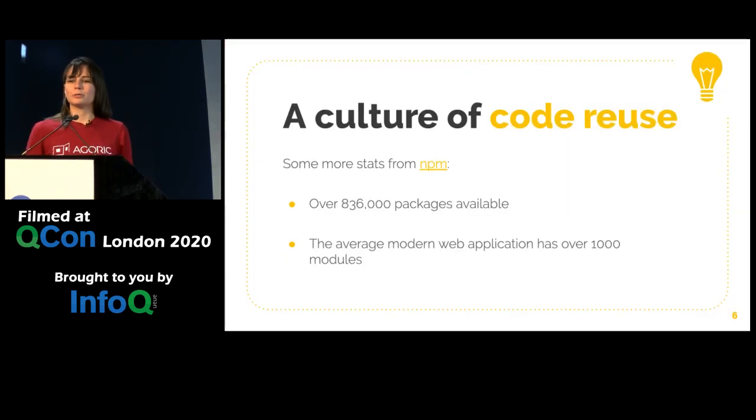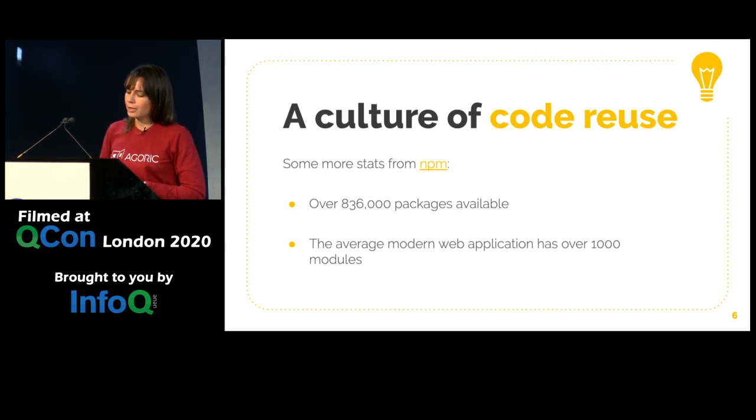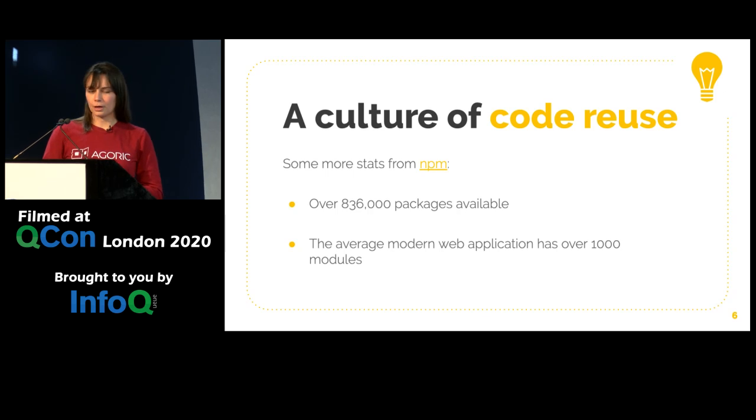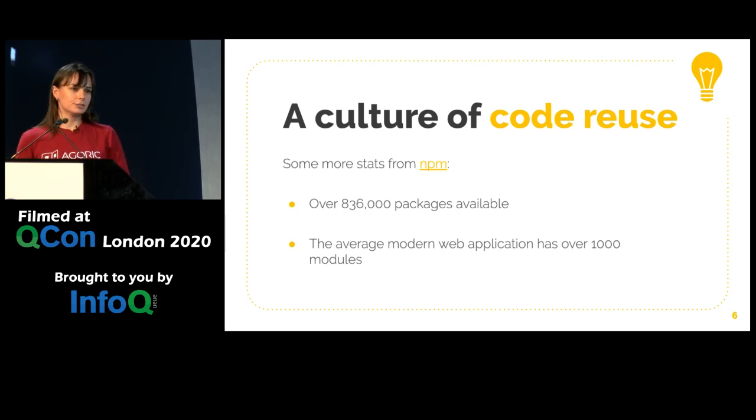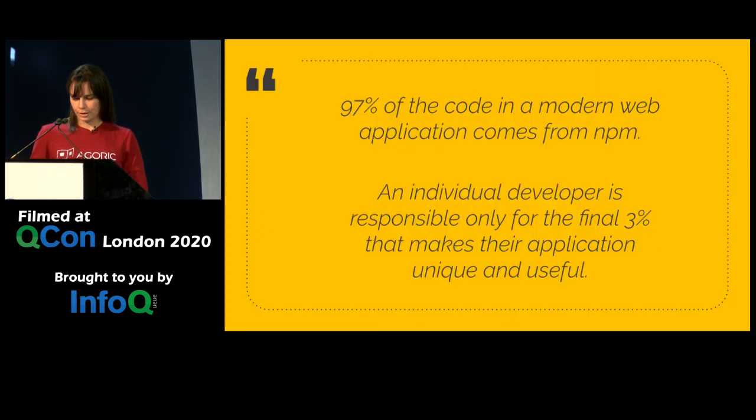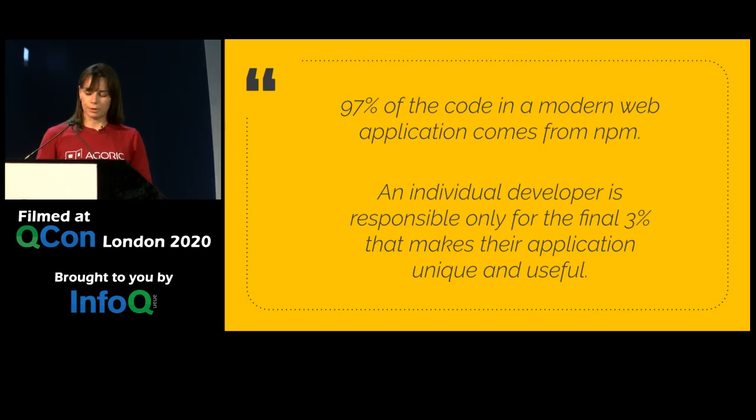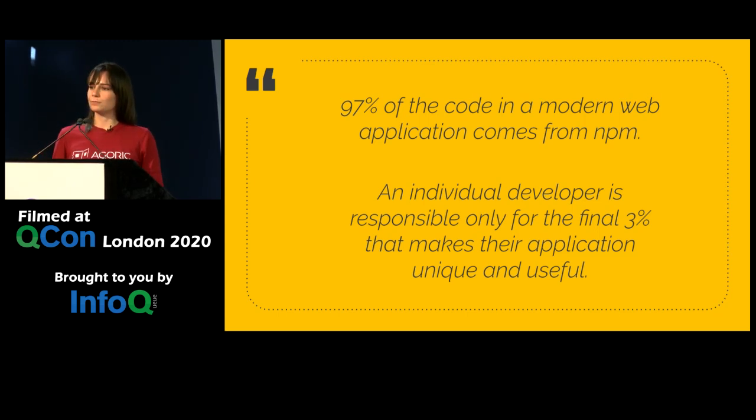And JavaScript has this rich culture of code reuse, as we were saying earlier today in the panel. So here's some more stats from NPM. There's over 800,000 packages on NPM, making it the largest code repository in the world. And the average modern web application has over 1,000 dependencies. NPM has this great quote. They say that over 97% of a modern web application comes from NPM, and an individual developer is responsible only for the final 3% that makes their application useful and unique.